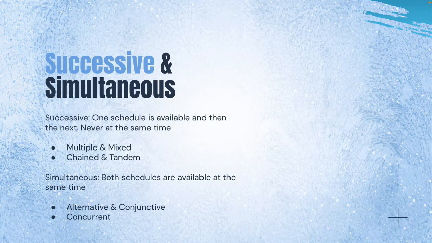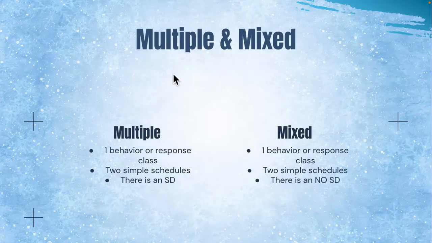Then we have our simultaneous schedules. Simultaneous means both schedules are available at the same time, or simultaneously. Under the simultaneous schedules, we have alternative and conjunctive. Again, those two are grouped together for a reason. And then we have our concurrent schedules. So let's go ahead and get into each of these.